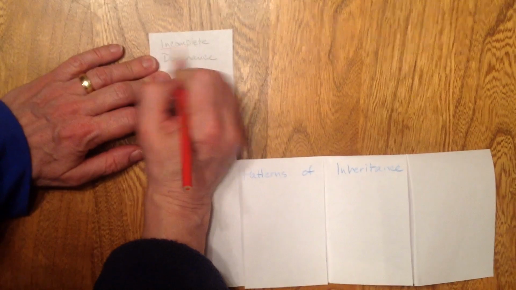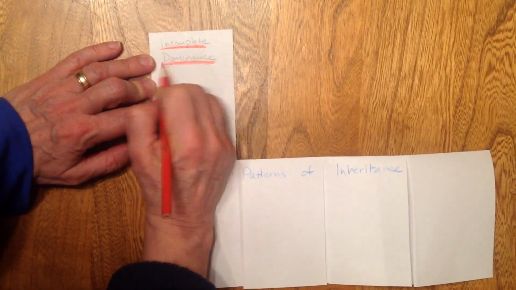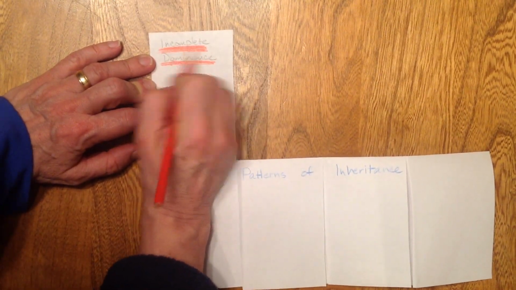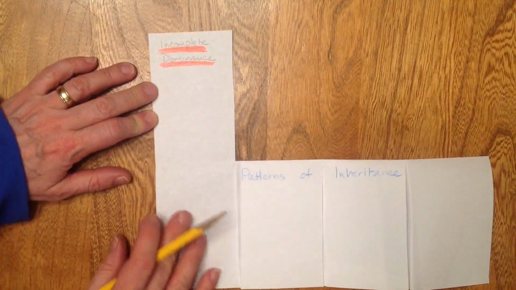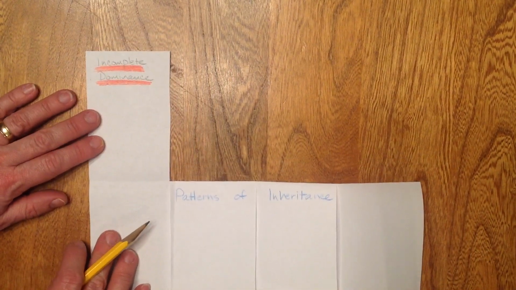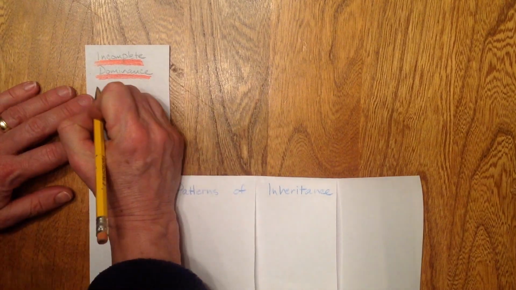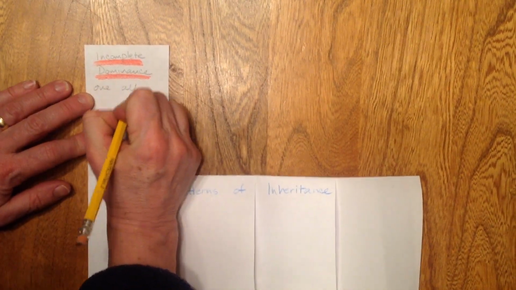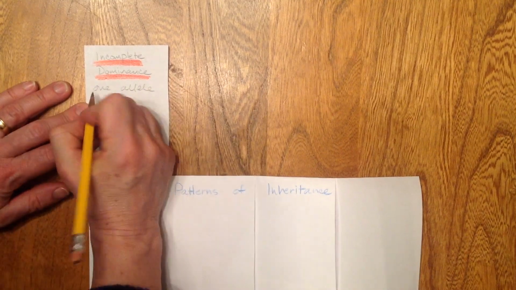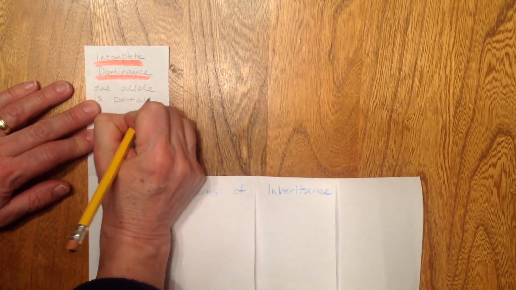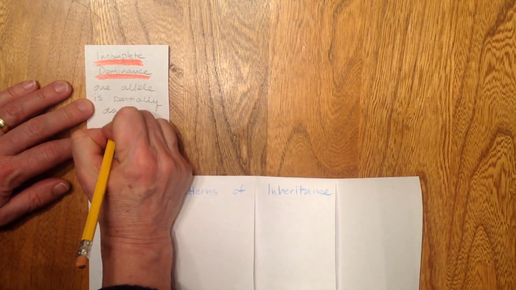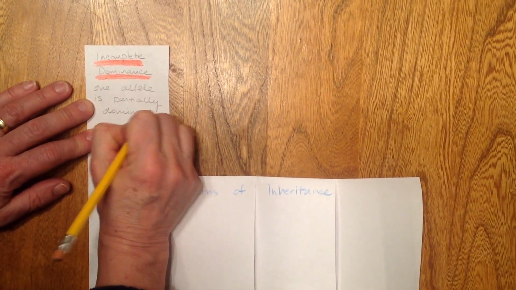Okay, hopefully that gave you a chance to get caught up. Incomplete dominance. Somehow you need to make it red, right? It is a vocab word. And in incomplete dominance, one allele is somewhat, partially dominant. Okay, one allele is partially dominant.